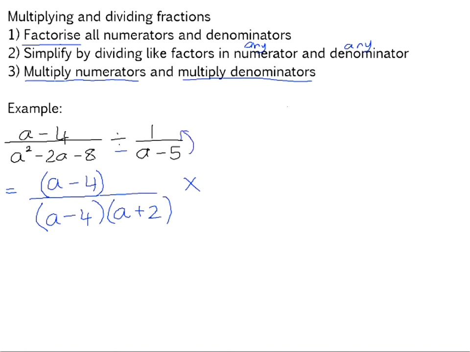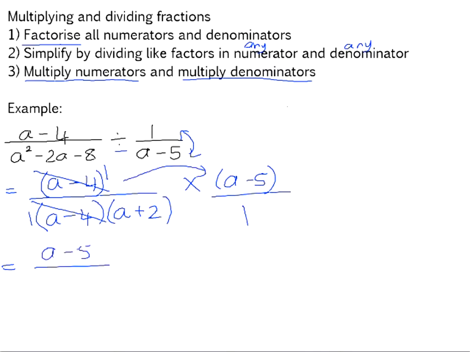So the a minus 5 and the 1 are going to swap places. a minus 5 will go into the numerator and 1 will go into the denominator. We can now simplify by dividing any like factors. So a minus 4 can divide with a minus 4. Remember that anything goes into itself once. So in the numerator, we are left with a minus 5 because 1 times anything is itself.